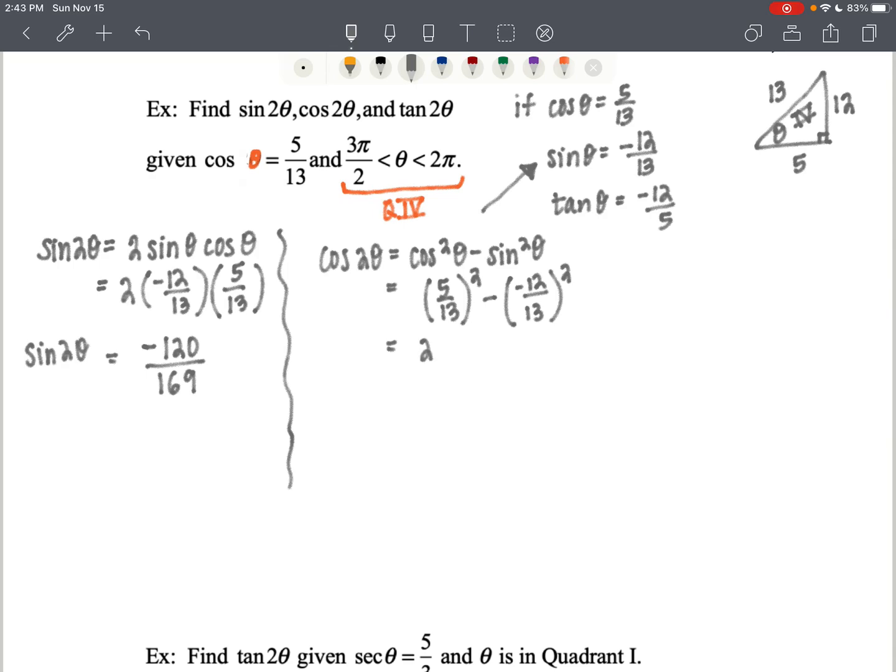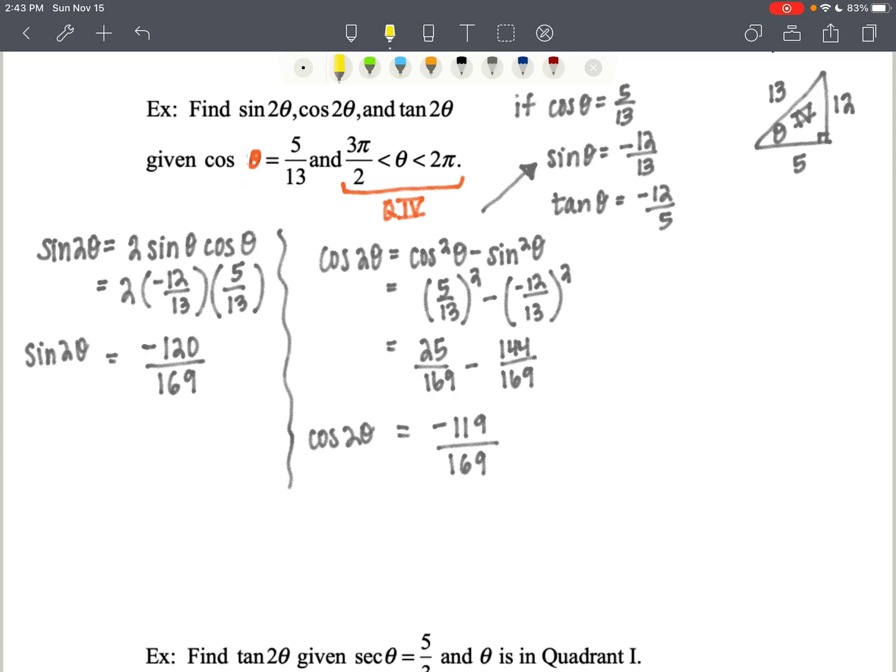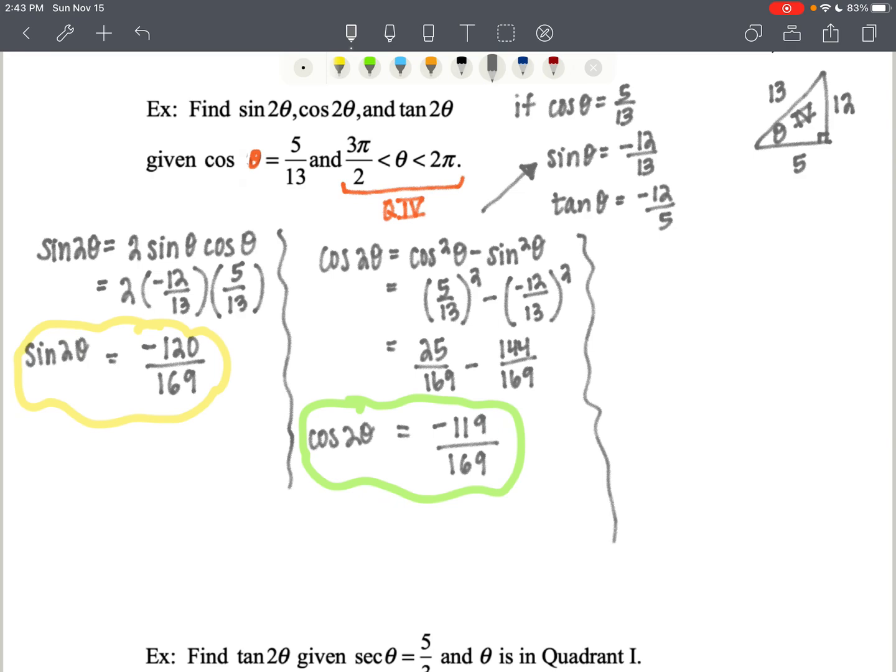And that's going to give us 25/169 minus negative 12 times itself, which is 144/169. And when we take 25 away from 144, we get negative 119/169. And that's the cosine of 2 theta. I think it's time that I start highlighting these. Sine of 2 theta, cosine of 2 theta, and now we will find the tangent of 2 theta.